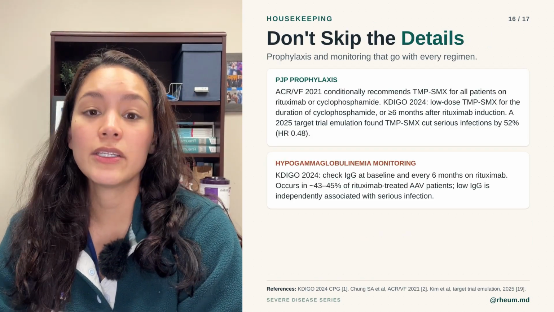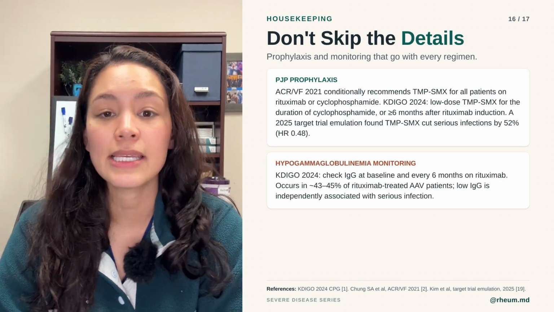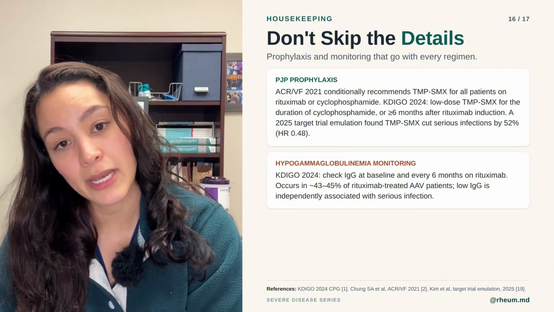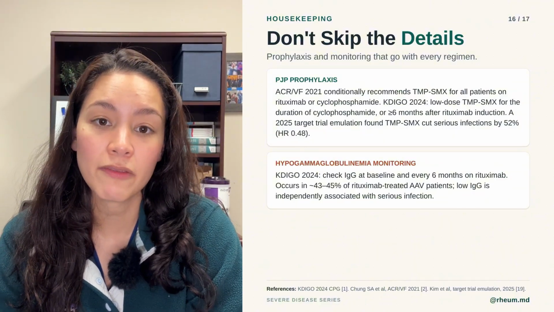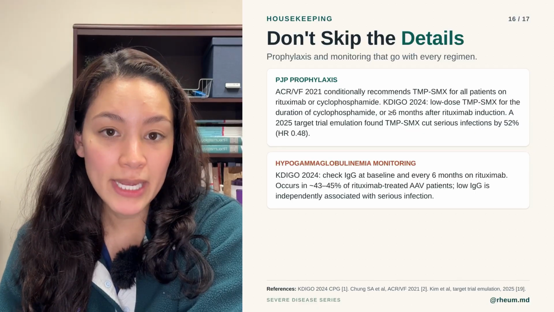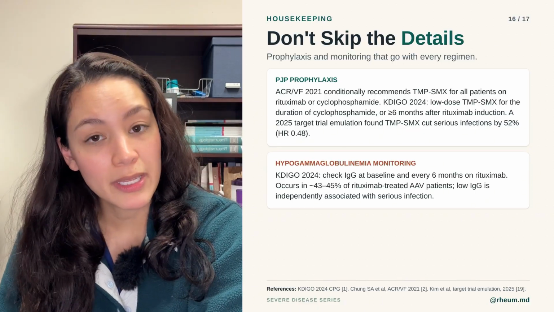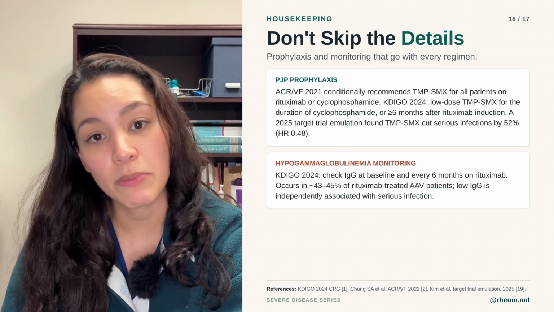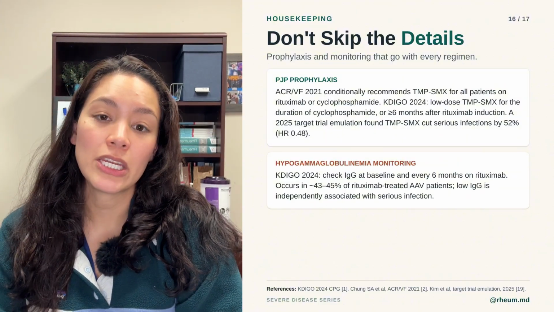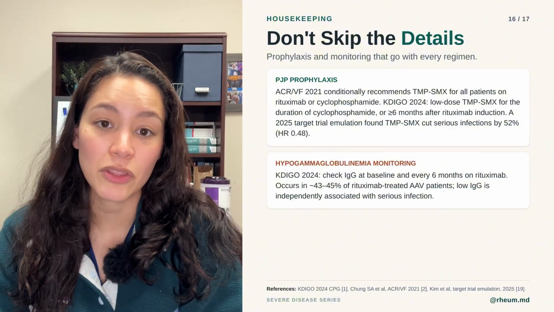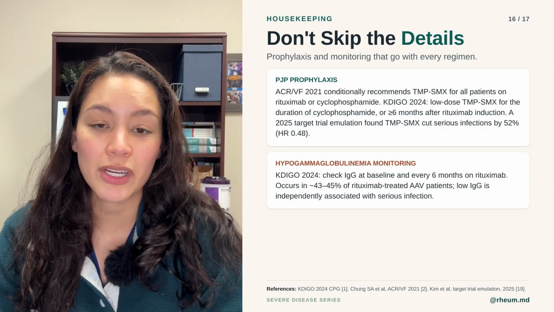It is recommended to start PCP prophylaxis in all patients on rituximab and Cytoxan, as it significantly decreases the risk of infections. KDIGO recommends checking immunoglobulins at baseline and then every 6 months while on rituximab. They recommend immunoglobulin supplementation if IgG is less than 3 and the patient is having recurrent infections.